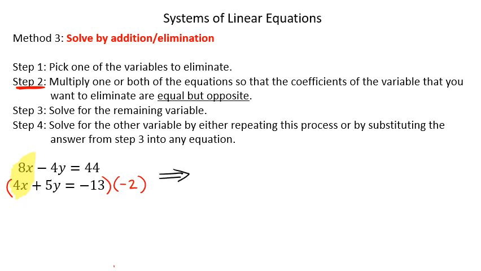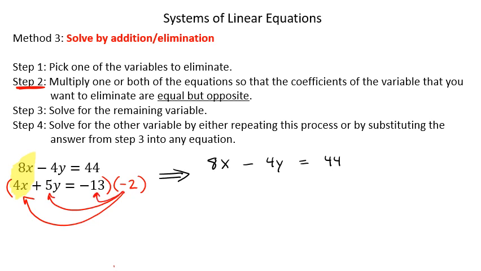The first equation I'm not changing. The first equation stays 8x minus 4y is equal to 44. But the second equation, I'm just changing what it looks like, not what it means. These are equations. We're allowed to do whatever we want as long as we do it to both sides. So we'll multiply everything by -2. Right? -2 times that, -2 times that, -2 times that.